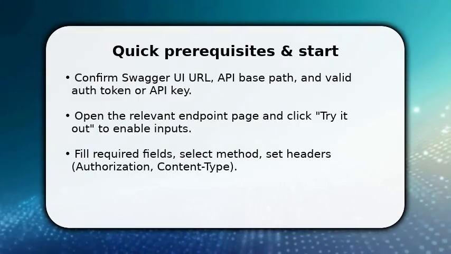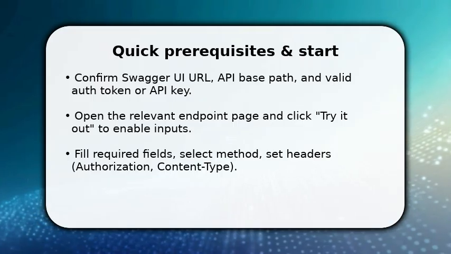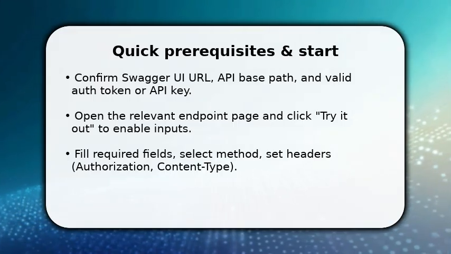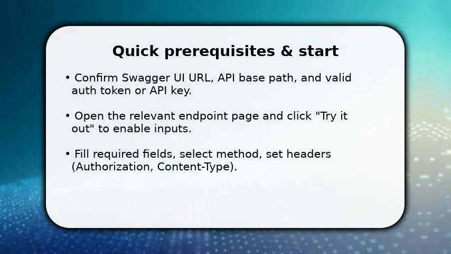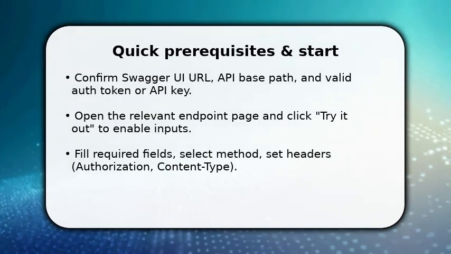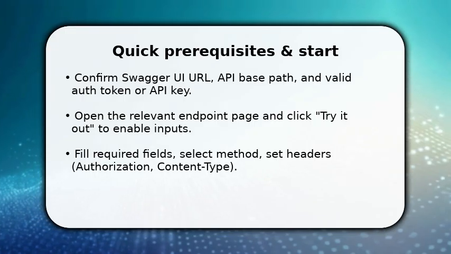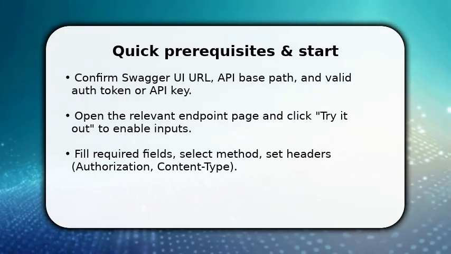You have what you need: a working Swagger UI, base URL, and an auth token. First, open the endpoint you want and hit Try It Out. Enter path parameters, query values, and request body where required. Set headers like authorization and content type.